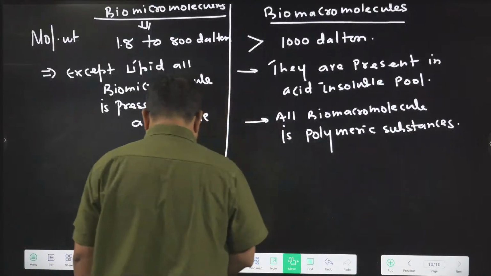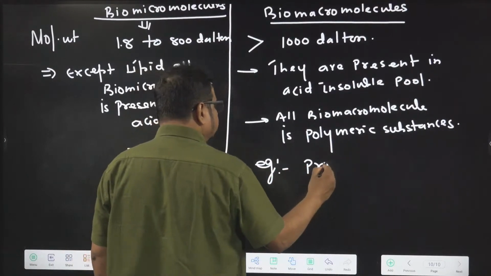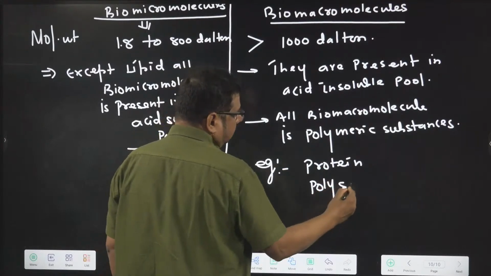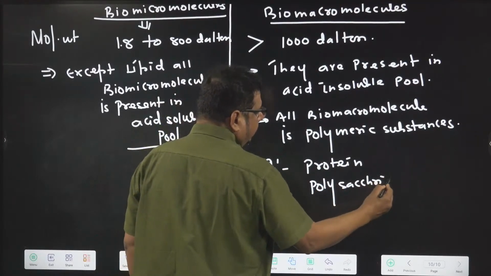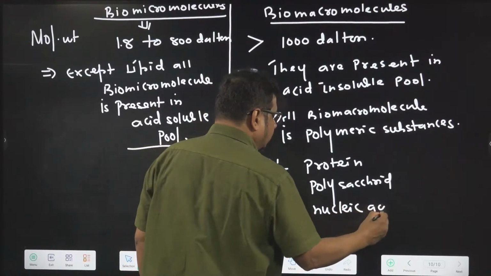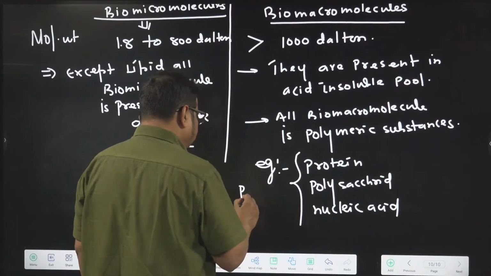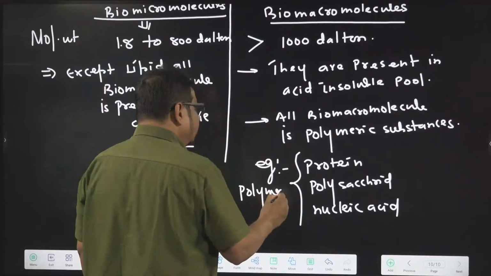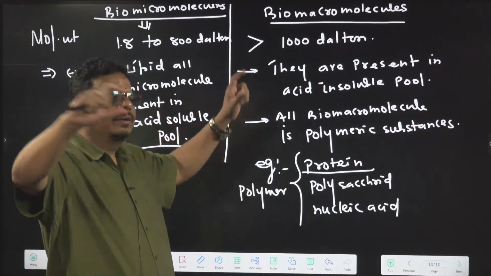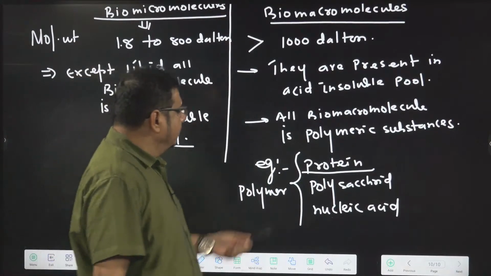Examples I am writing of biomacromolecules are protein, polysaccharide, and another example is which one? Nucleic acid. So these are all what basically? Polymers. Polymer, na? Protein is a polymer of amino acids. Many amino acids join and form a chain called protein.